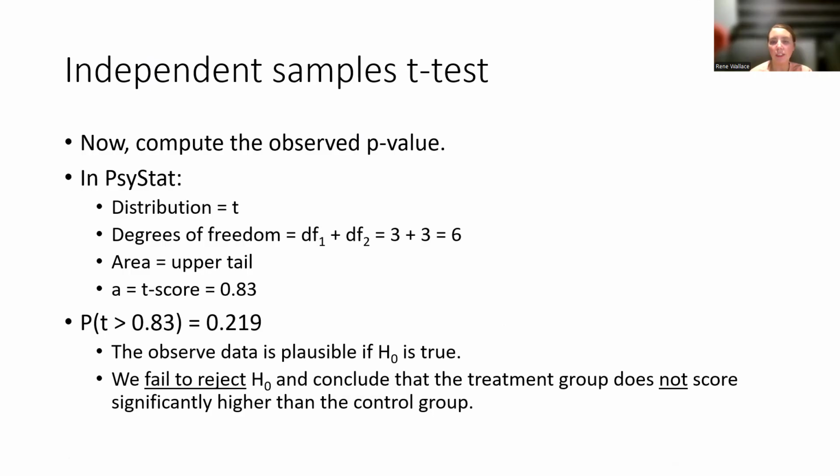We're choosing the upper tail, right? Because we're saying that it's higher. And then when we put it in, we get a t-score of 0.83. So that gives us 0.219. The observed data is plausible if the null is true. So we fail to reject the null and conclude that the treatment group does not score significantly higher than the control group.